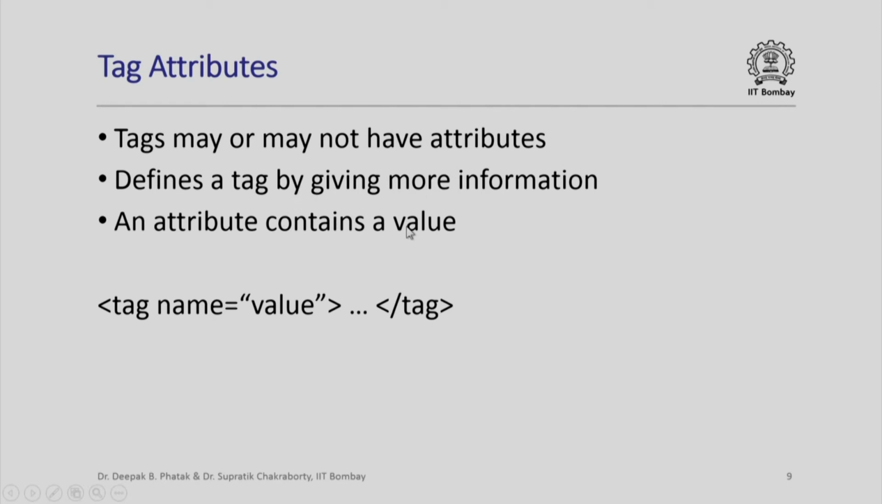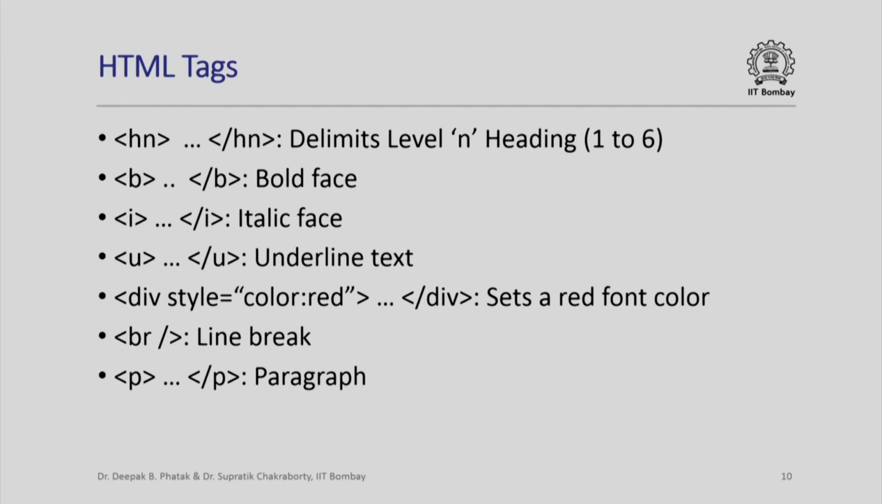The typical method of describing a value for an attribute is to say tag, name of the attribute equal to value, then whatever text you want that particular value to be applied to, and then slash tag. We shall see now how we can use all of this information to create the page that we desired to write in the first instance. But first, let us look at various HTML tags which are required.